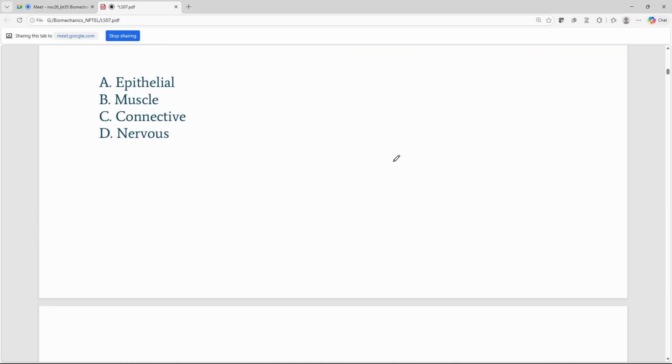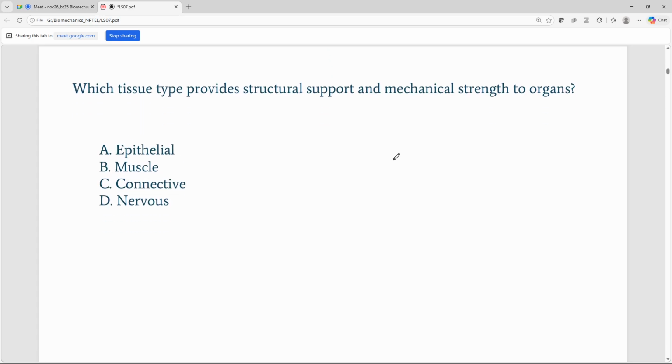Next question: Which tissue type provides structural support and mechanical strength to organs? Options are: option A, epithelial; option B, muscle; option C, connective; option D, nervous.